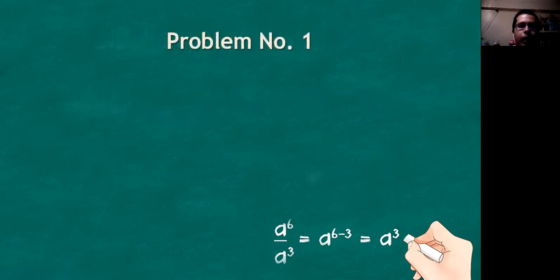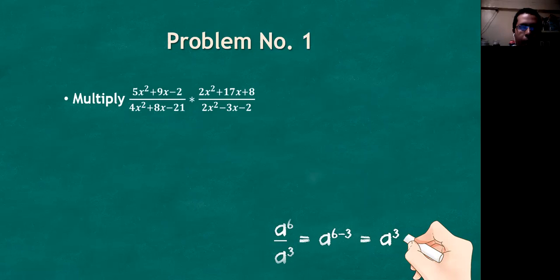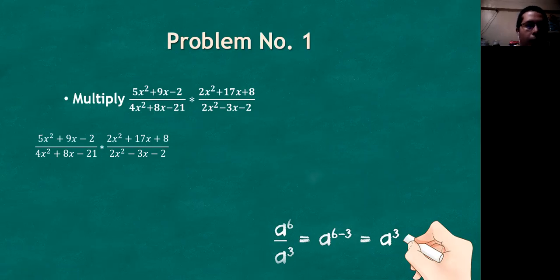So let's have our first problem. We're going to multiply 5x squared plus 9x minus 2 over 4x squared plus 8x minus 21 multiplied by 2x squared plus 17x plus 8 over 2x squared minus 3x minus 2. I'm going to rewrite the given. In order for us to multiply these rational expressions, we need to factor both the numerator and denominator of each term.